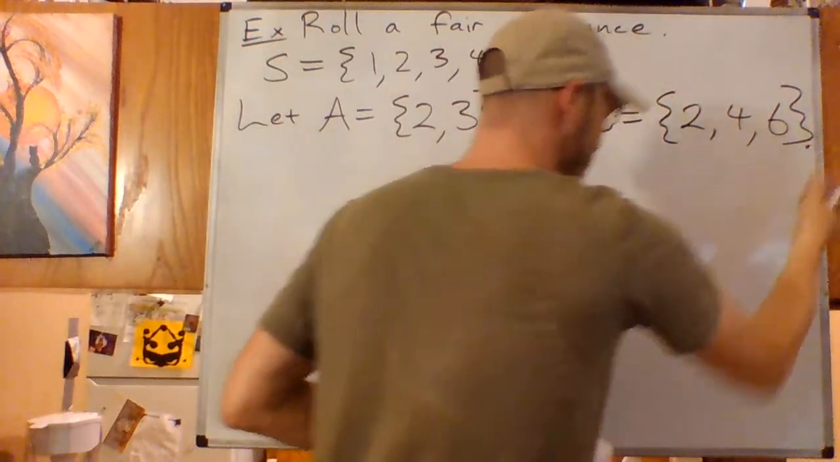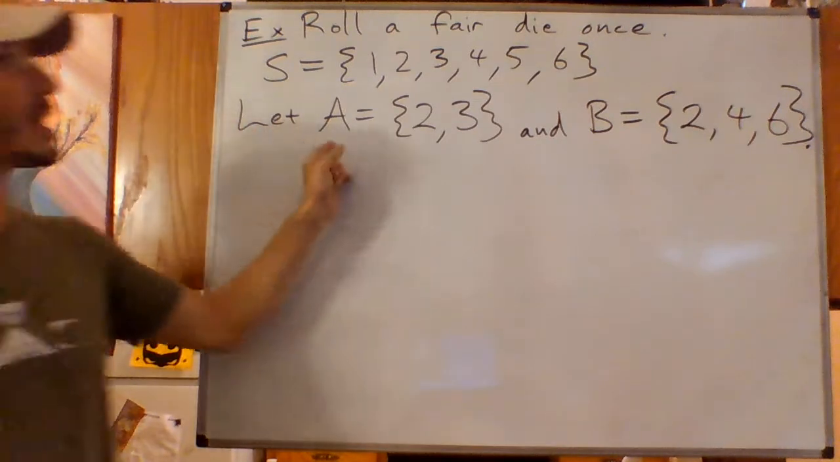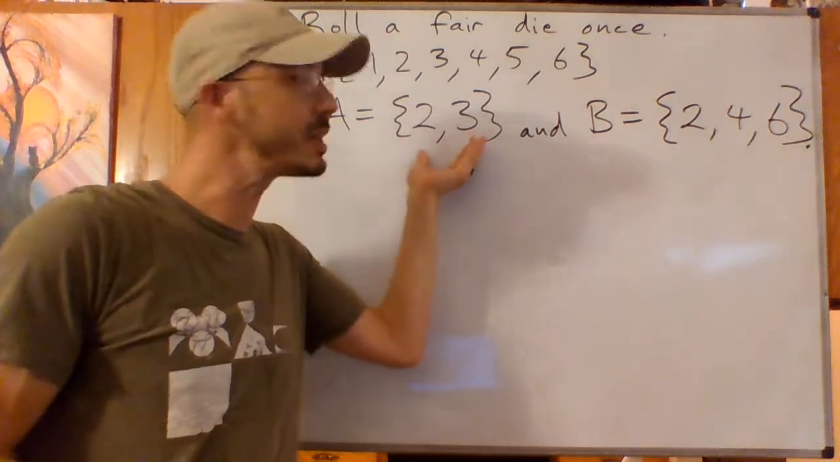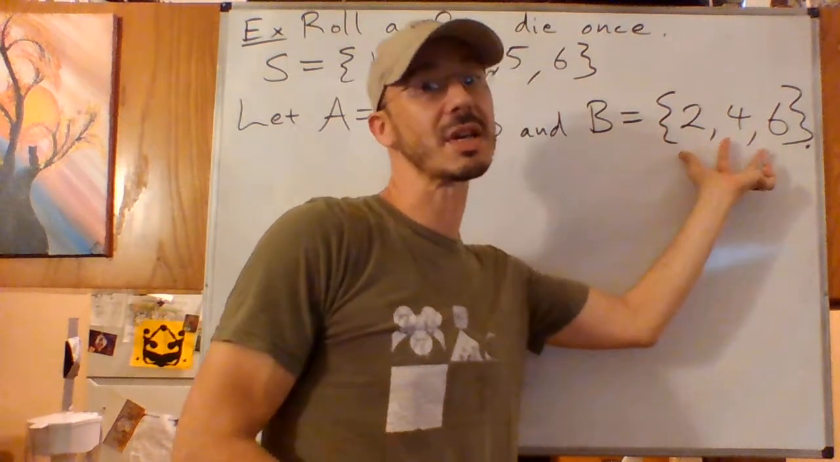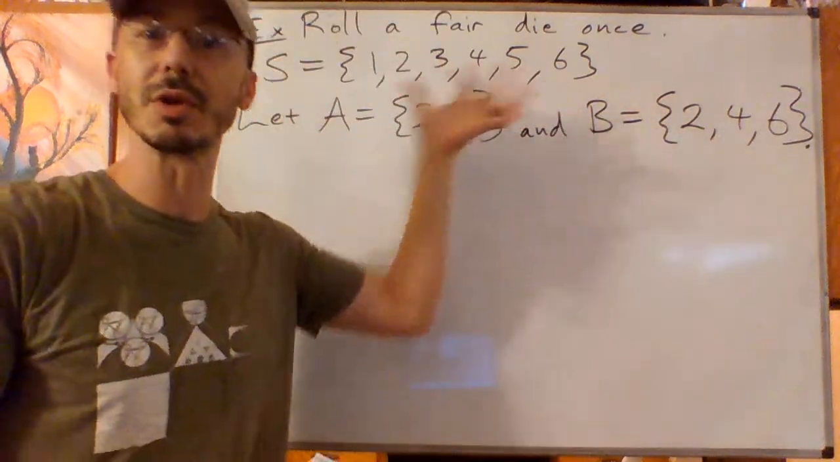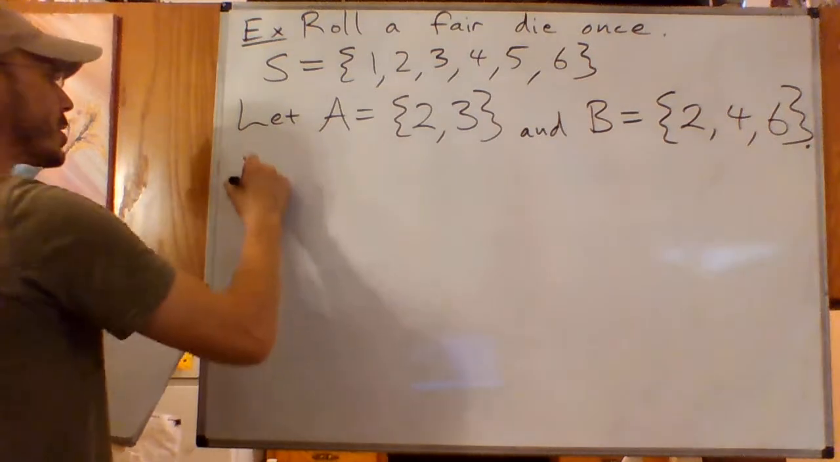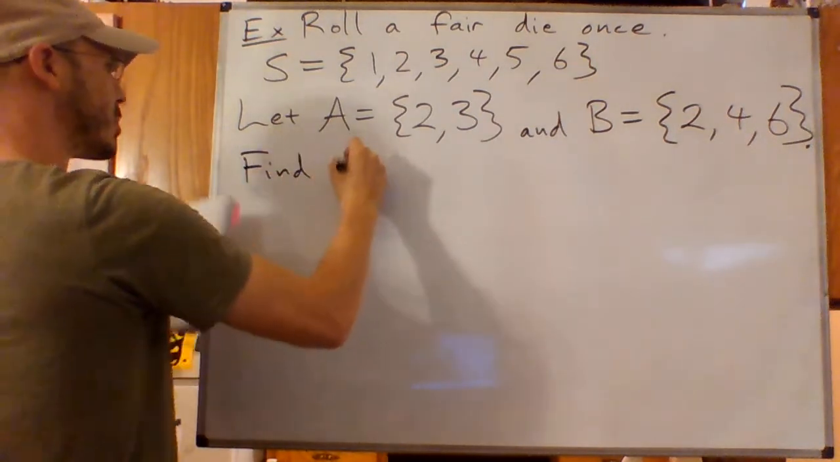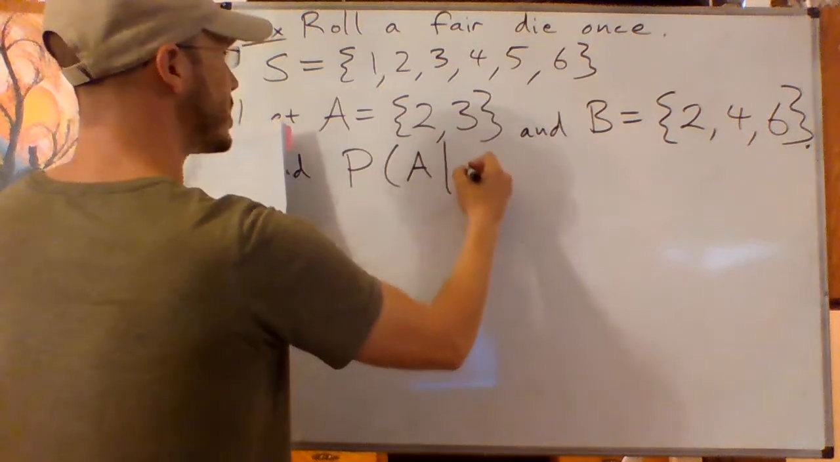So that's my situation. I've got the sample space 1 through 6. Event A is defined as rolling a 2 or a 3, and event B is rolling a 2, 4, or 6, or as we saw before, that's an even number. Those are the only even numbers on the die. Our problem here is to find the probability of A given B.